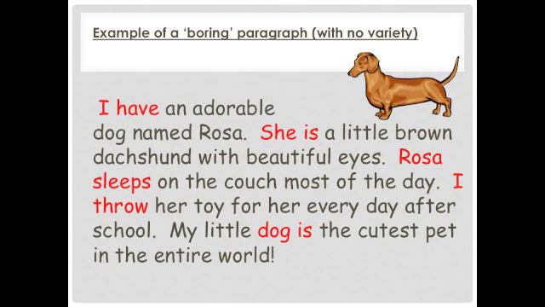Here's an example of a boring paragraph with very little variety. I have an adorable dog named Rosa. She is a little brown dachshund with beautiful eyes. Rosa sleeps on the couch most of the day. I throw her toy for her every day after school. My little dog is the cutest pet in the entire world.